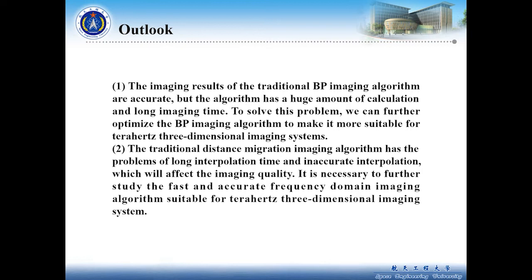The traditional range migration imaging algorithm has the problems of long interpolation time and inaccurate interpolation, which will affect the imaging quality. It is necessary to further study the fast and accurate frequency domain imaging algorithm suitable for terahertz three-dimensional imaging systems.